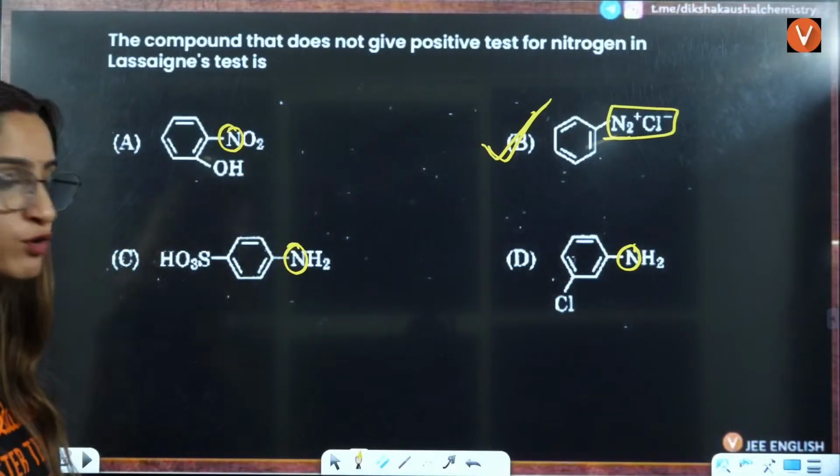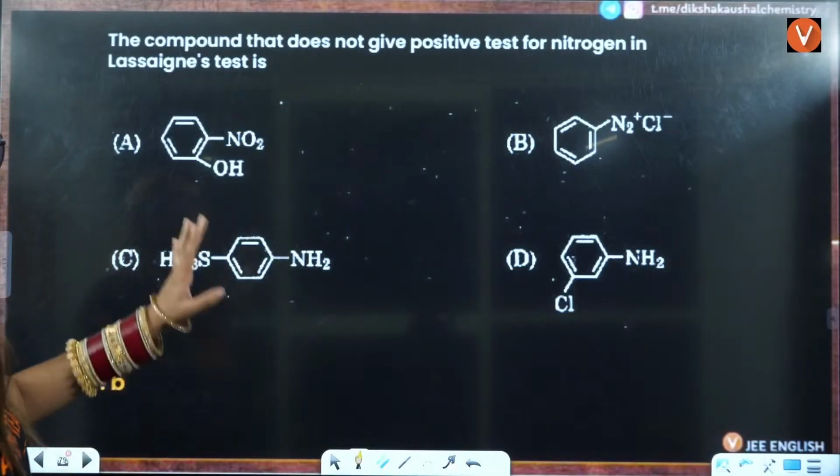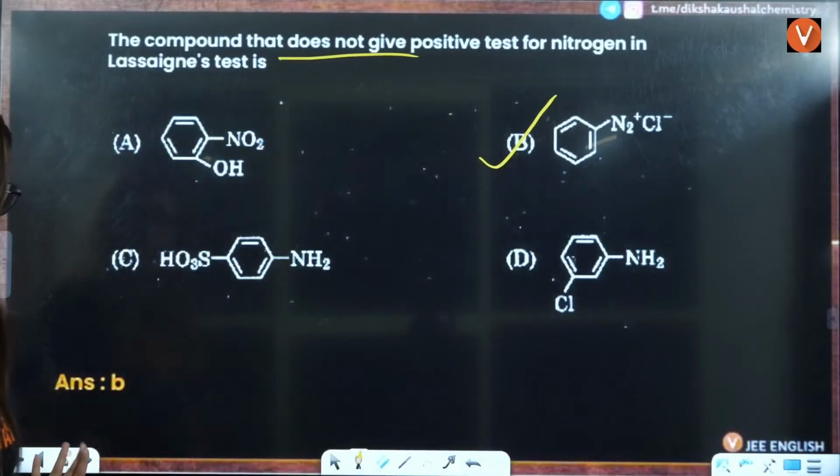We need a nitrogen, right? So that is only possible in A, C and D. So the answer, the one that does not give the test, is B. B is the correct answer.